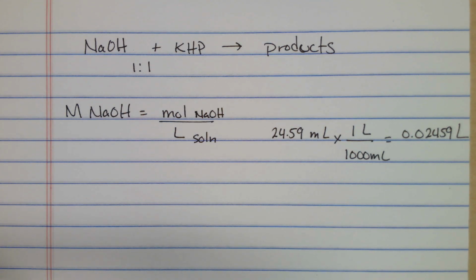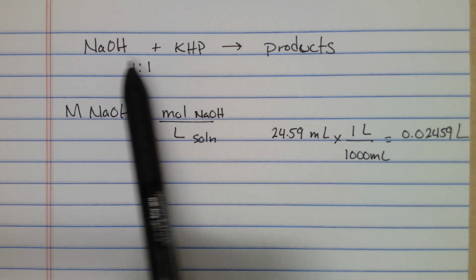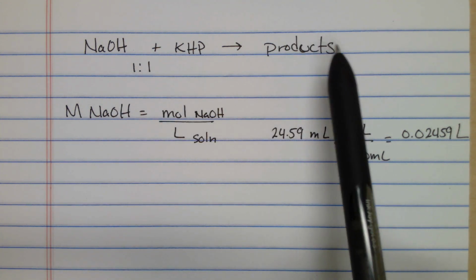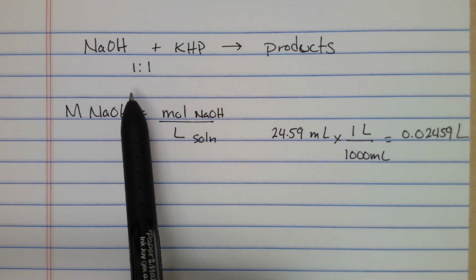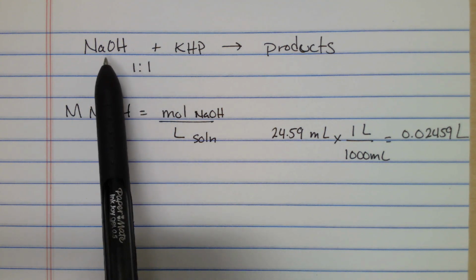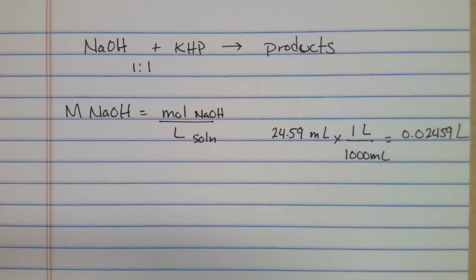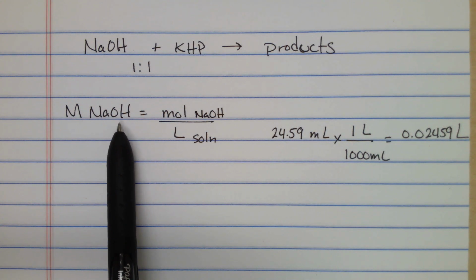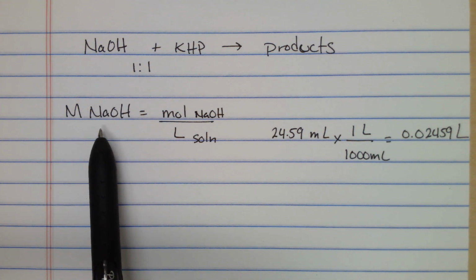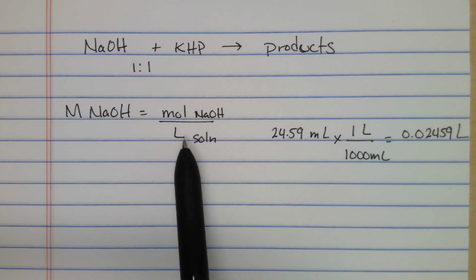For this particular problem, we are reacting sodium hydroxide with KHP. In this reaction, I'm just putting products on the product side. The problem already tells me, and this is pretty common for most general chemistry labs and problems, the sodium hydroxide KHP ratio is 1-to-1. So we know the stoichiometry already. And we want to solve for the molarity of the sodium hydroxide. We want to standardize the sodium hydroxide. The molarity is the moles of sodium hydroxide per liter of solution.